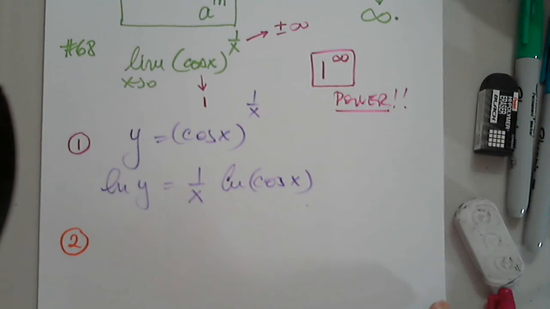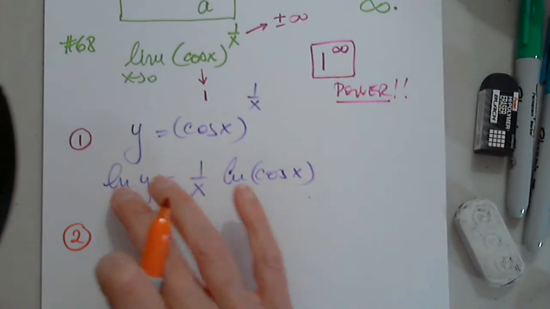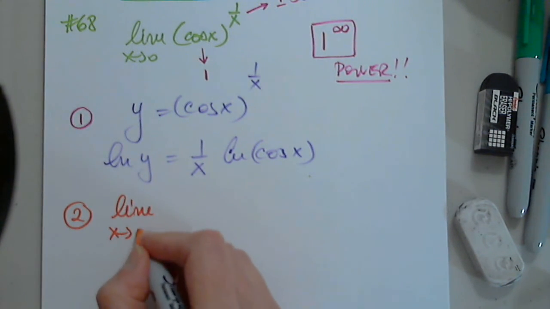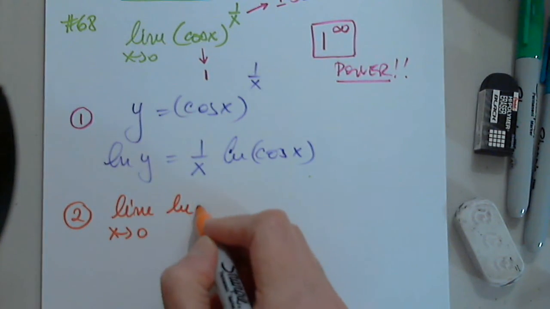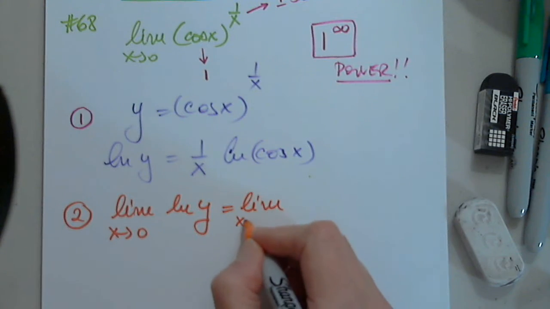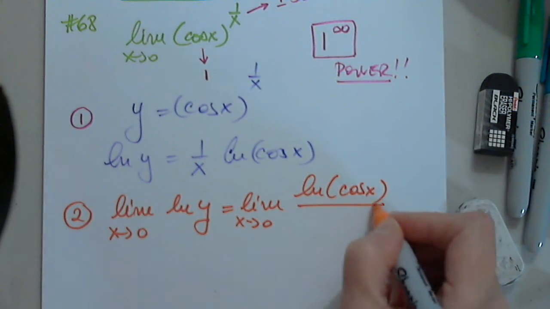Anyone remembers number 2? Step 2, after we apply natural log. Great job. Thank you. Apply the limit to both sides. Awesome. So limit, was it Sean? Yes. Of natural log y equals the limit on this side and limit on this side. Limit as x approaches 0, and I'm going to write it as natural log of cosine x over x.